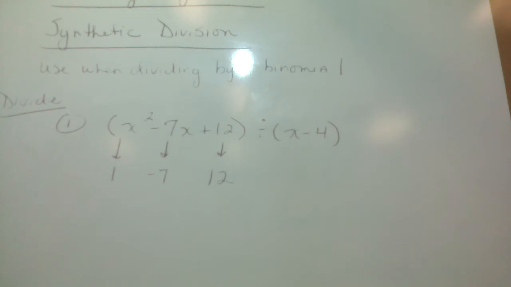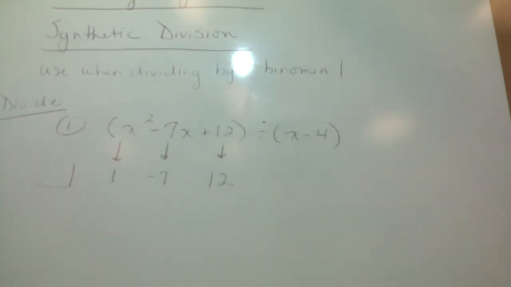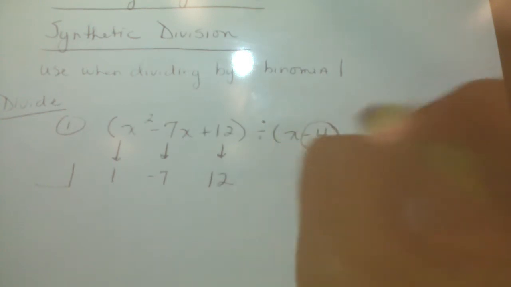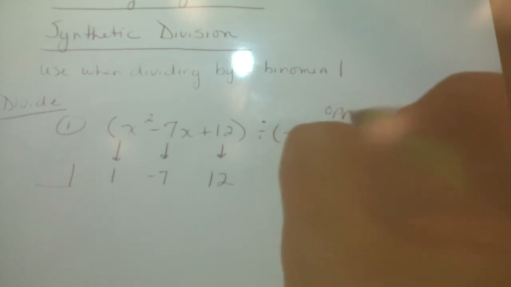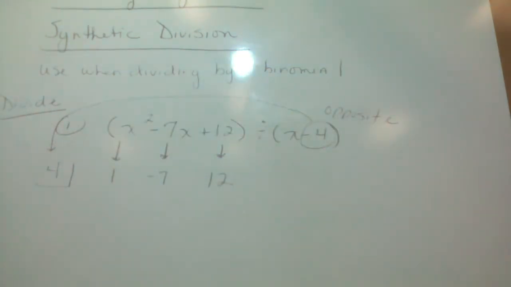Then I'm going to make this box over to the side here, or half of a box. And I'm going to be putting a number there. This is where the second parentheses comes into play. I'm going to take the opposite of what's here. So it's a negative 4. I'm going to be putting a positive 4. So whatever number's in that second parentheses with that x, we're going to take the opposite.